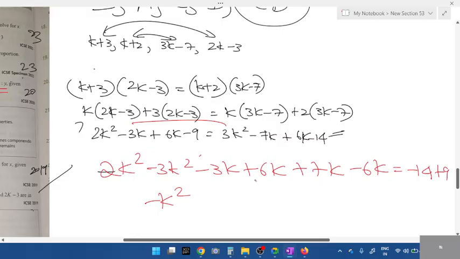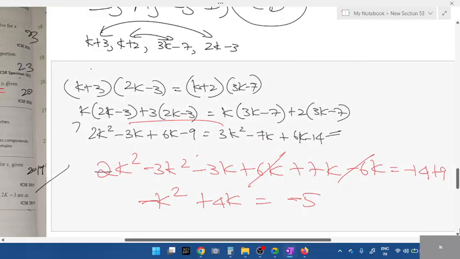Minus k square plus 4k is equal to minus 5, students, minus 5. So we need k square shouldn't be negative. Remember, k square should always be positive. I'll shift it to the right hand side.